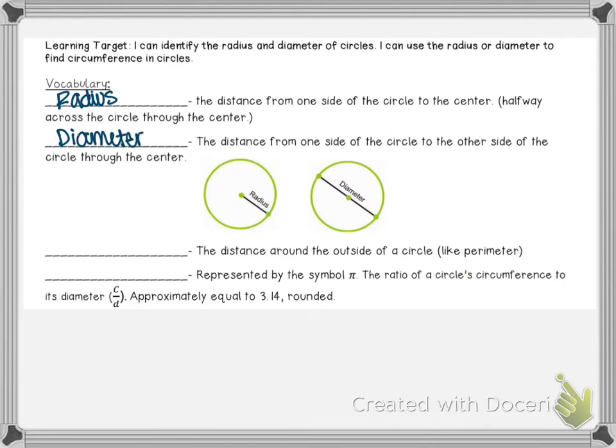Then we have the distance around the outside of the circle, which if we were looking at a rectangle would be called a perimeter, but for a circle, it is called circumference. And then we have pi, which is represented by this symbol right here, and is the ratio of a circle's circumference to its diameter. So C over D, which is approximately equal to 3.14 rounded. So when we see pi, we will plug in the number 3.14.